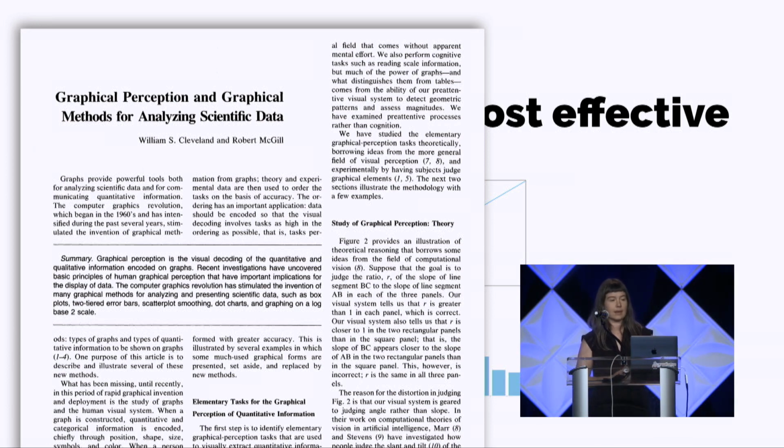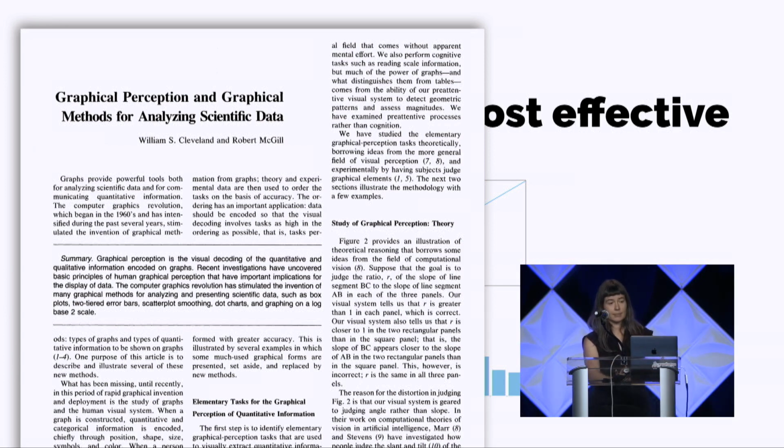The first of which was done by the statisticians Cleveland and McGill back in the 80s, when they did a controlled lab experiment where they ran participants through a series of tasks using different encodings like color, position, angle, and so on. And they found that the spatial encoding techniques significantly outperformed other types of visual encodings.